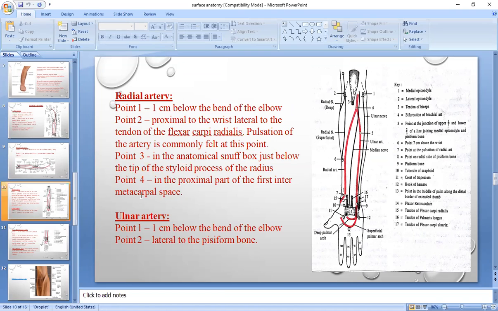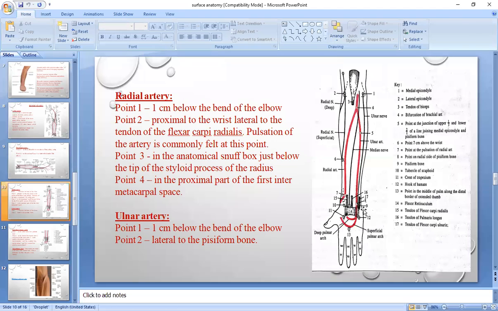So at this 4th point, what happens? The radial artery enters into the front of the hand, that is, the palm of the hand. Okay. Then the ulnar artery. For the ulnar artery, same: the point 1 is 1 centimeter below the bend of the elbow, as it is another terminal branch, right? The point 2 is lateral to the pisiform bone.